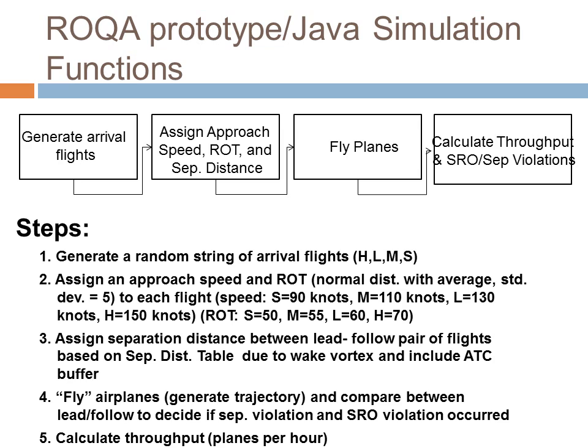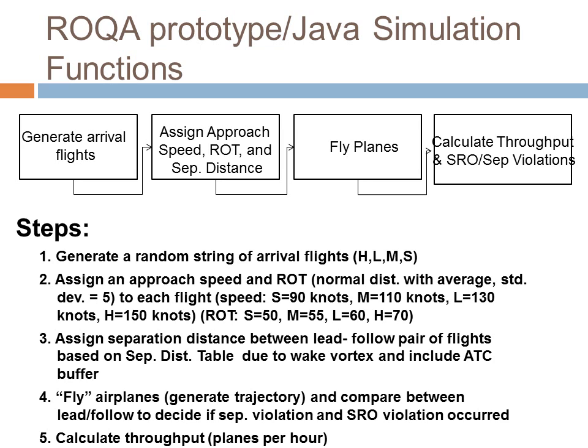The first step in the simulation is to generate a random string of non-homogeneous arrival flights, which means there's a mix of heavy, large, medium, and small planes. Next, each plane is assigned an approach speed and runway occupancy time. Again, these are drawn from normal distributions, with mean based on the type of aircraft and standard deviation of 5.